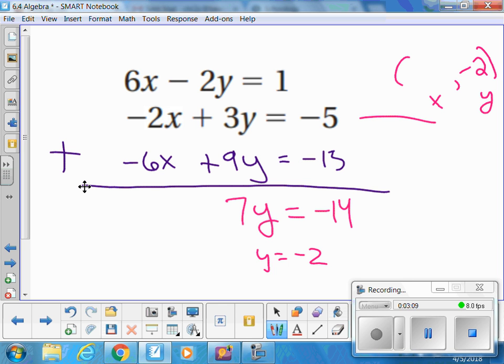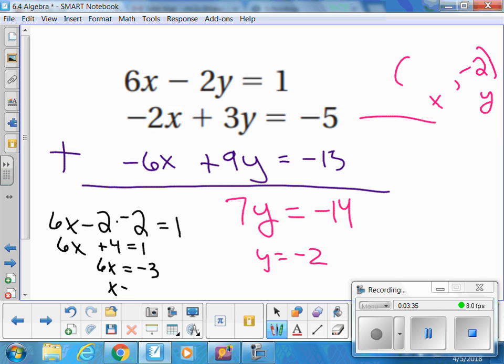The first one? Okay. So we're going to take that first equation, 6x minus 2y, but we're going to put that negative 2 in for y. The negative 2 we just solved. And now we're solving out for x this time. A negative 2 times a negative 2 is a positive 4. We can subtract our 4 over, get a negative 3, and divide both sides by 6. So x equals negative 1/2. That's your final answer. This is our coordinate for our final answer.